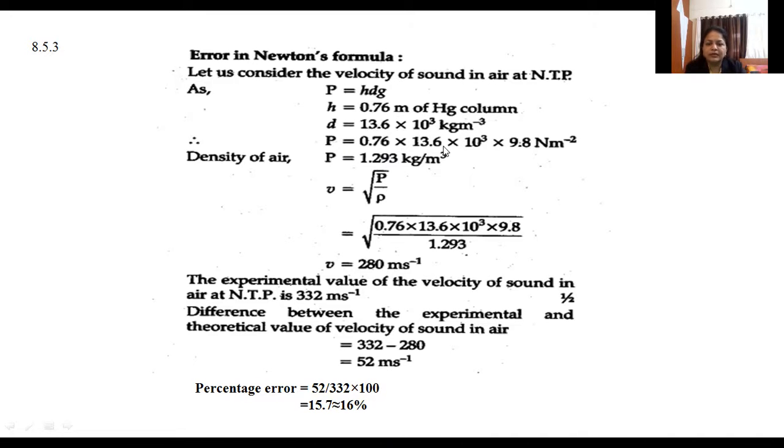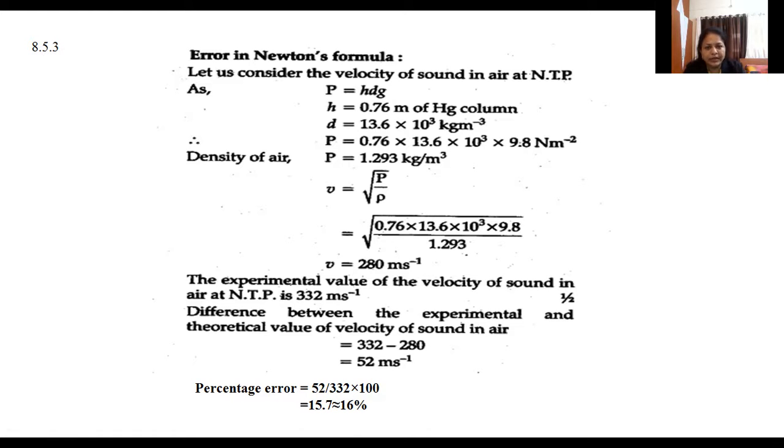Then P is here, and the density of air is 1.293 kg per meter cube. If we put all these values in the formula V is equal to under root P upon rho, which is Newton's formula for sound in air at ideal conditions, then we get the value of V as approximately 280 meters per second. But this value does not match the value derived earlier by many scientists.